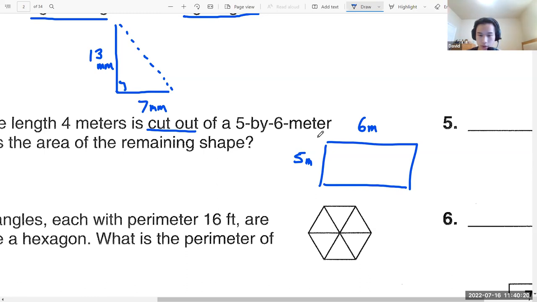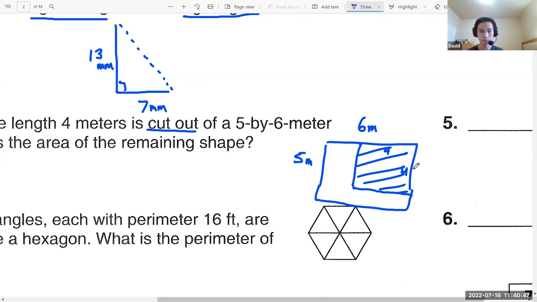Ooh, okay, I should have drawn this better. Let's extend this a little longer. Okay, so then we have a square sort of cut out over here, I'd say. So we would say that this is 4 and this is 4. Little small, sorry about that. All right, so out of our shape, we're cutting away this square.